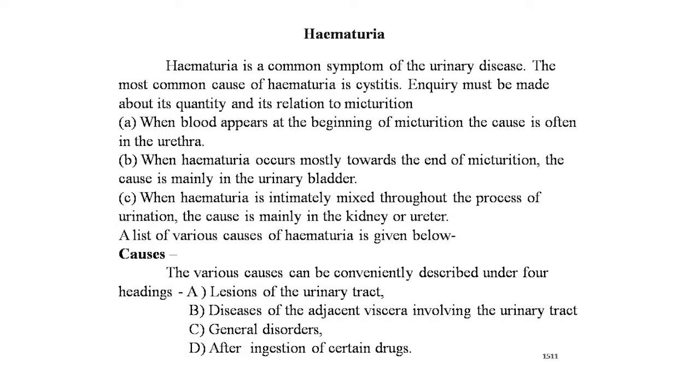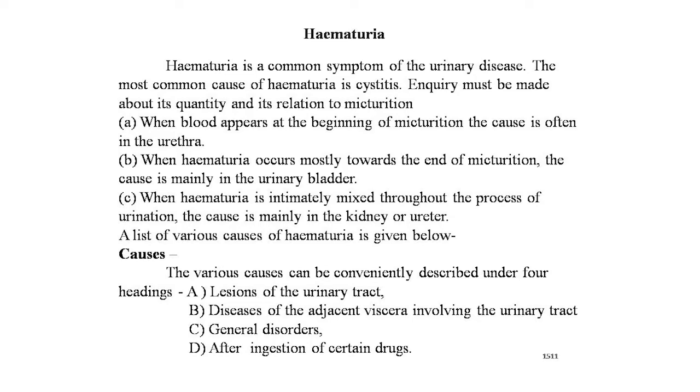Haematuria is the common symptom of the urinary disease. The most common cause of the Haematuria is the cystitis. As Haematuria is often the only symptom of the various tumors affecting the urinary system, a thorough investigation should always be performed in case of the Haematuria to find out its cause. Inquiry must be made about its quantity and its relation to micturition.